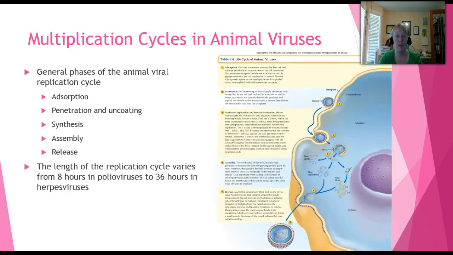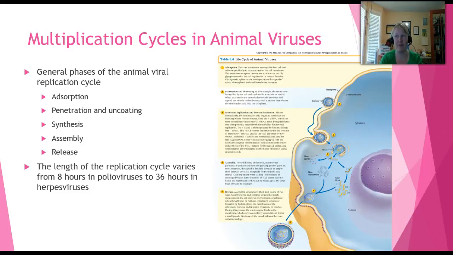So let's start with the cycles of animal viruses. There are about 5 steps to the virus replication cycle. And just like I talked about in chapter 3 with the prokaryotic cell, this is the same thing. This picture sums up this part of the topic, so make sure you understand everything they have here.